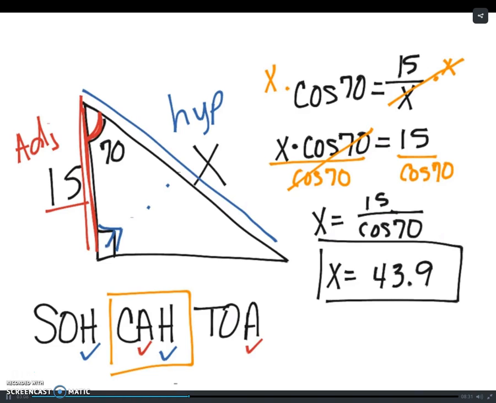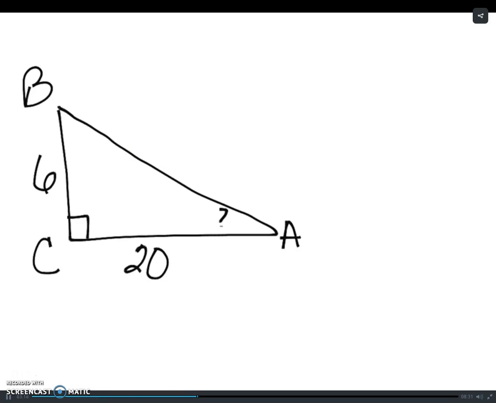Okay. Well, what if instead of being given one side and one of the acute angles on this right triangle, what if instead we had been given two sides and we wanted to know what is the angle here? Okay, can we use our trig functions to help us find that? And the answer is going to be yes. We're going to be using our inverse trig functions to be able to find this missing angle.